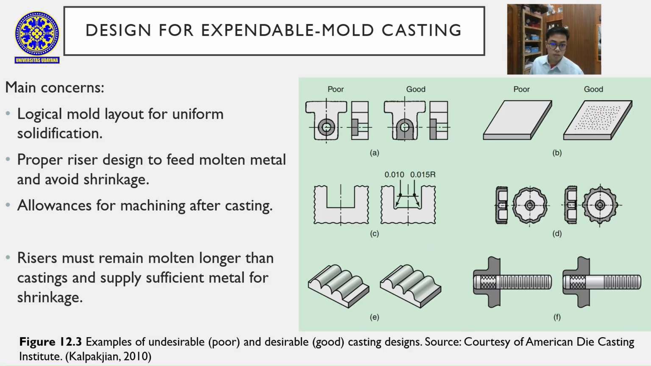This figure compares poor and good casting designs. The good example shows smoother shapes, proper radius, and uniform section, all of which help reduce defects and improve die life.